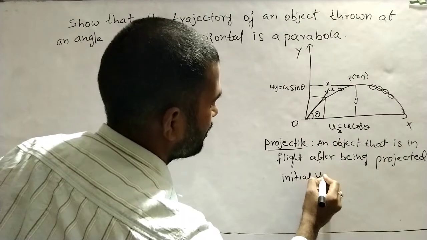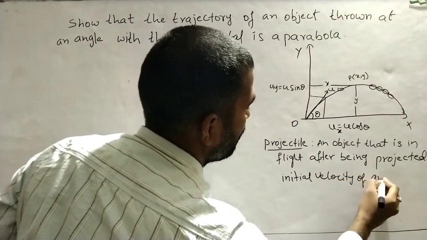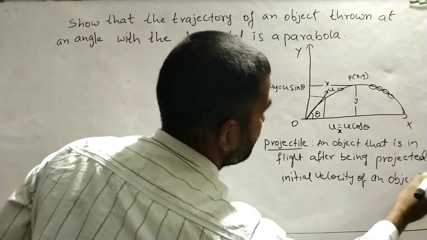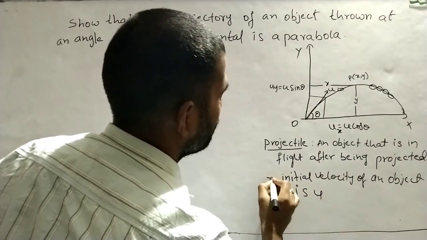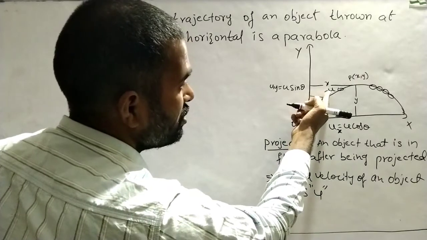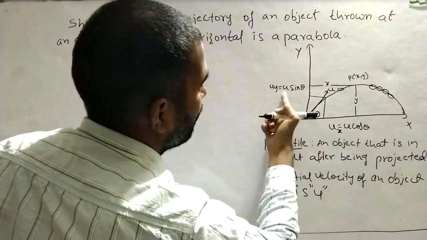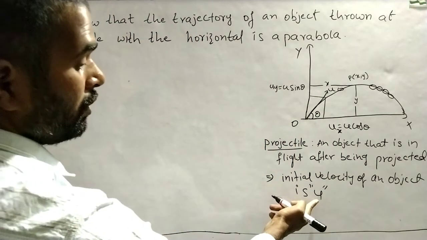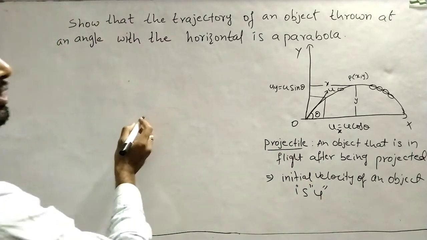The object is thrown with initial velocity u. This u is divided into two components. Along x-axis u cos theta, along y-axis u sin theta. So the initial velocity is divided into two components.